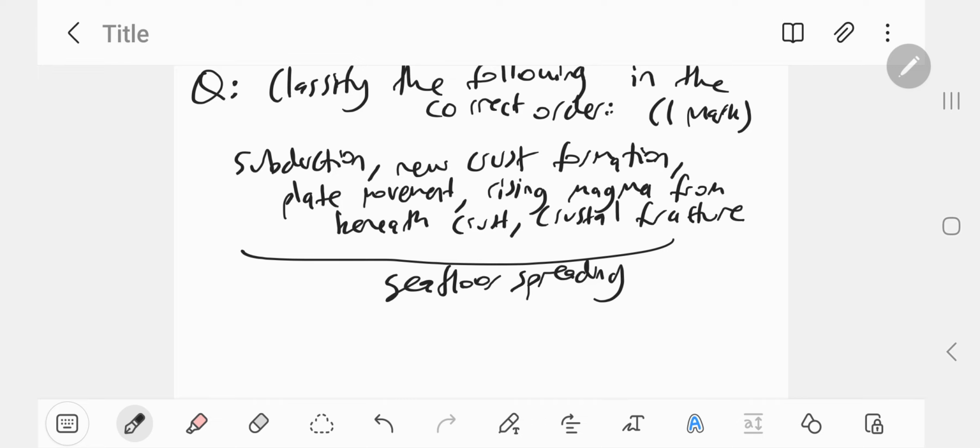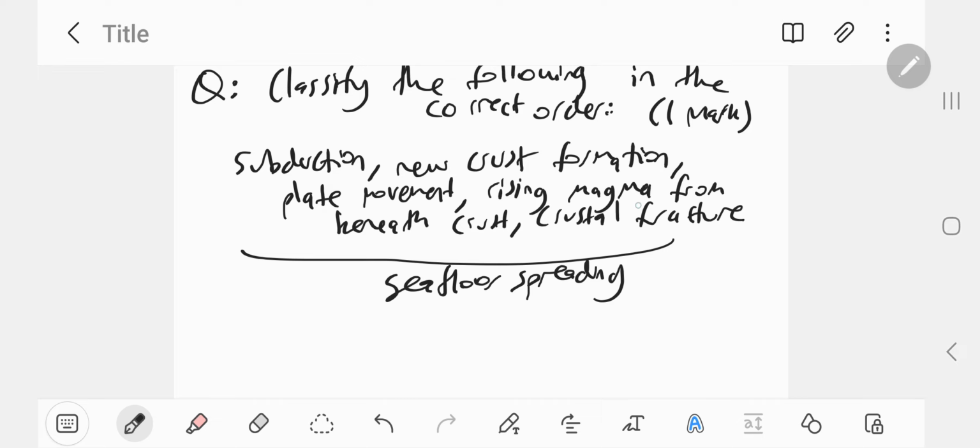Subduction, I'll give you a hint here: subduction involves oceanic crust moving away from the mid-ocean ridge, eventually meeting a continental plate, and then the denser crust, typically the oceanic plate, will sink back into the mantle. New crust formation involves the magma cooling and solidifying, forming new oceanic crust along the mid-ocean ridge. Plate movement involves the newly formed oceanic crust pushing older crust away from the ridge.